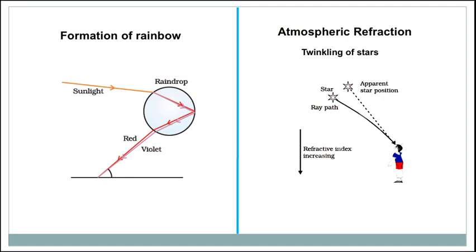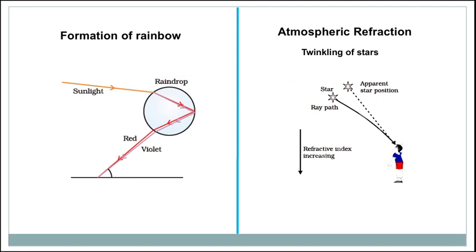In the next slide you can see atmospheric refraction, that is refraction due to the different densities of different layers present in the atmosphere when light passes through it. An example is the twinkling of stars. During twinkling of a star we see two positions of a single star, one called the real position and the second the apparent position. We see these two positions because of the change in the refractive index as light comes from the rarer medium to the denser medium towards the observer.